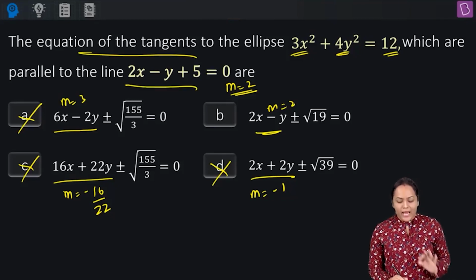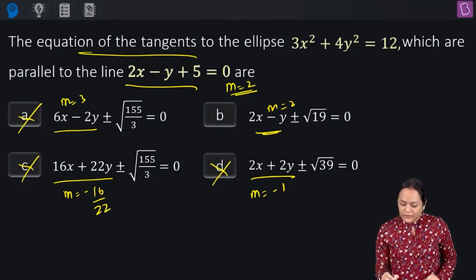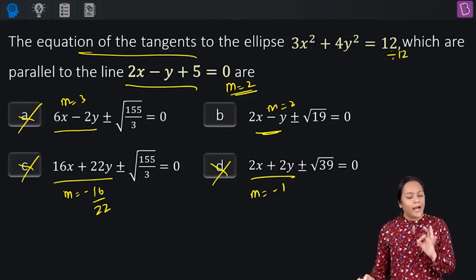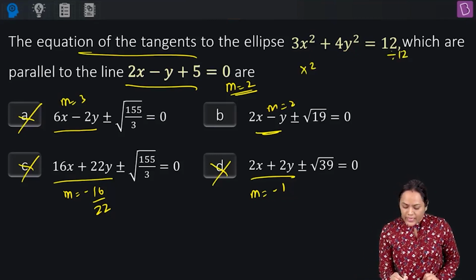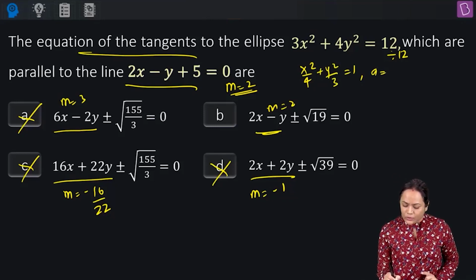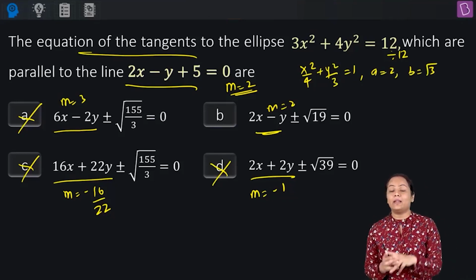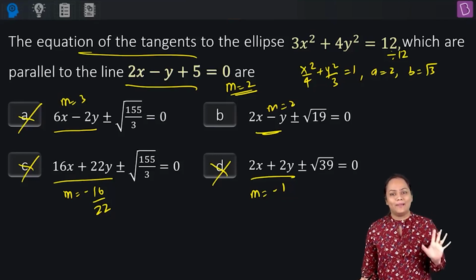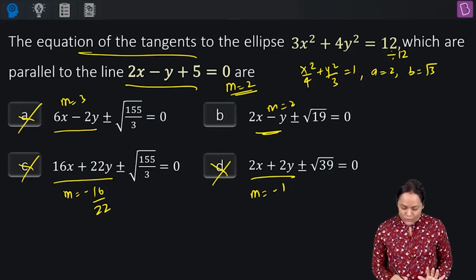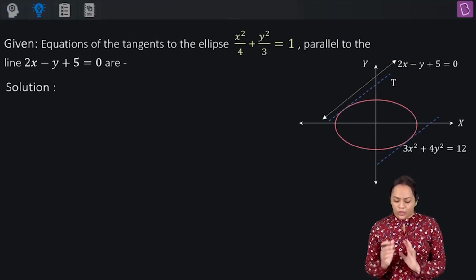And what is the ellipse? Well, the ellipse is in standard form. And how did we know that? Because if I divide the ellipse equation by 12, it's going to come like x square by 4 plus y square by 3 is equal to 1. You know here that a value is 2 and b value is root 3. That means a is greater than b, and this is a horizontal ellipse, right? Center will be at origin. Clear? Okay. So a figure will look something like this.